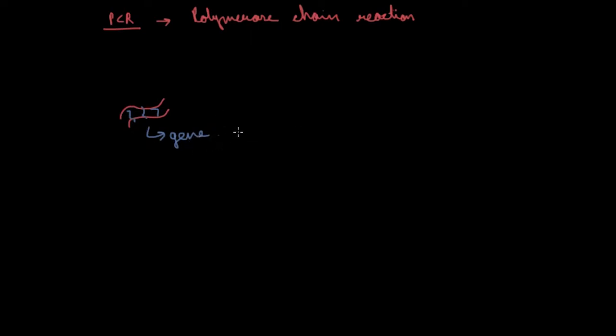The full form of PCR is polymerase chain reaction. Now the question arises, why do we use this technique? Let's say we have a DNA. The piece of DNA is called a gene, and we want to make multiple copies of this gene for some reasons. The classical method used to be to take a vector, put this gene on the vector, and then use a host organism.